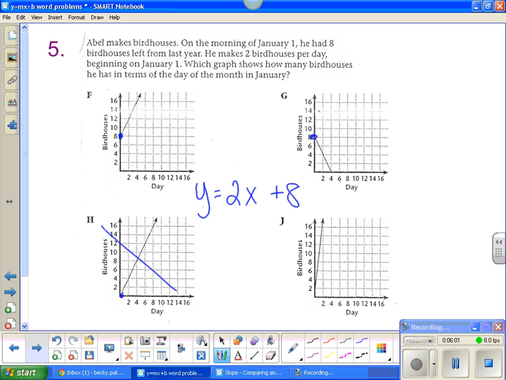I don't like this one. And I don't like that one. And again, remember, he's gaining 2 birdhouses a day, so should your slope be positive or negative? Positive, so your graph should go up. So it can't be G because this goes down 2, right 1. He's losing birdhouses on that one. This one goes up 2, right 1.